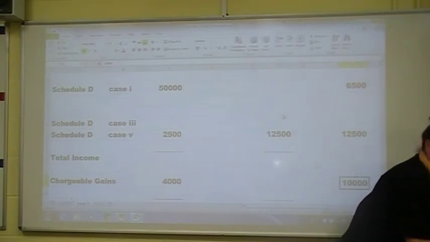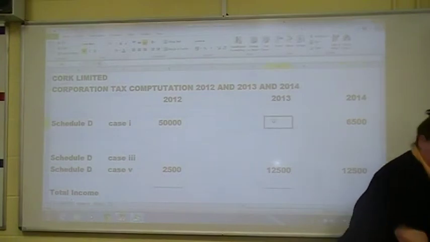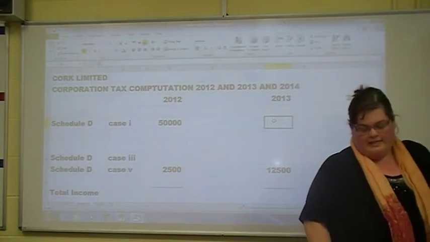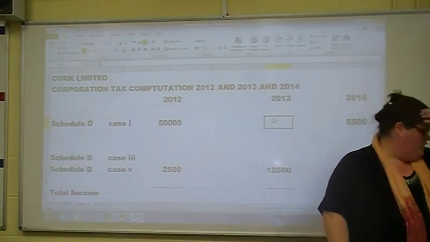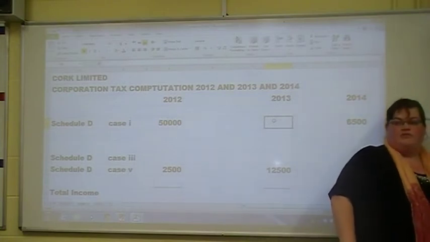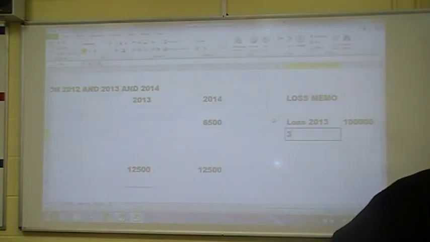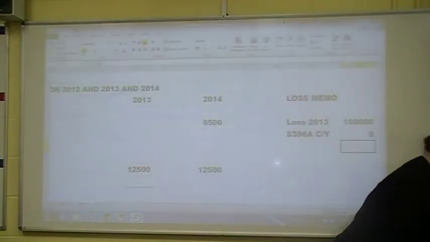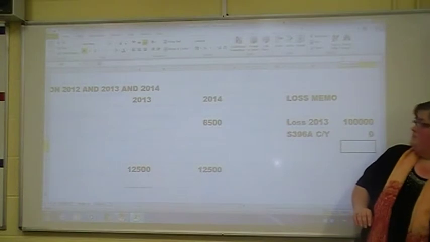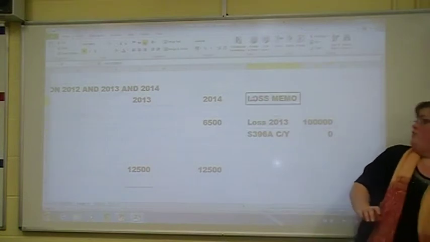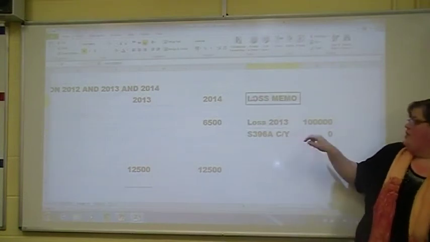Is that alright? Yeah? Okay, so we look at our first year, we look at our section, okay, so page 7 again, our first one, section 396A, offset against other case 1 trading income in the current year. So we actually have no other case 1 income, so there's nothing to actually put in there. So you can write that into your loss memo if you want, just to show the exam you know that actually been done first. Section 396A, current year, is 0.